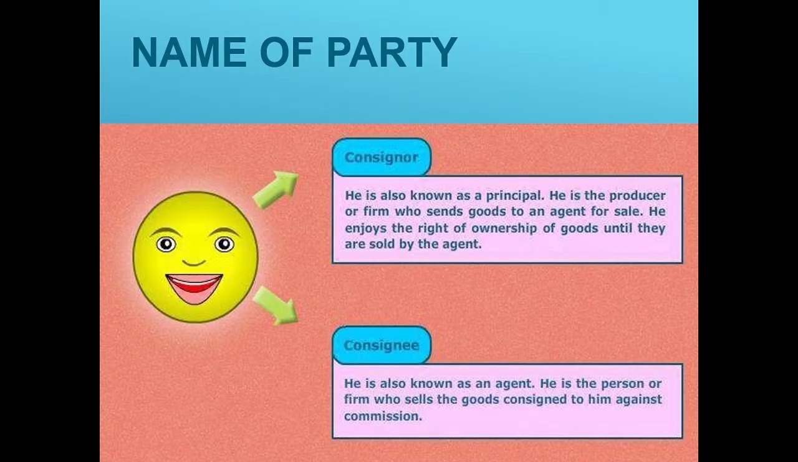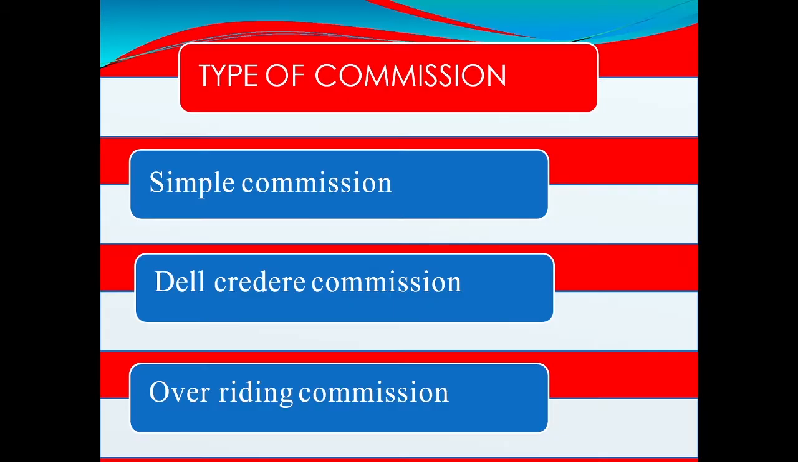Consignor is a person called the principal. He is a manufacturer. He sends the goods to his agent for sale. He enjoys the right of ownership of the goods until they are sold by the agent. So ownership is vested with the consignor only. And consignee is an agent. He is a person or a firm who sells the goods consigned to him against a commission.